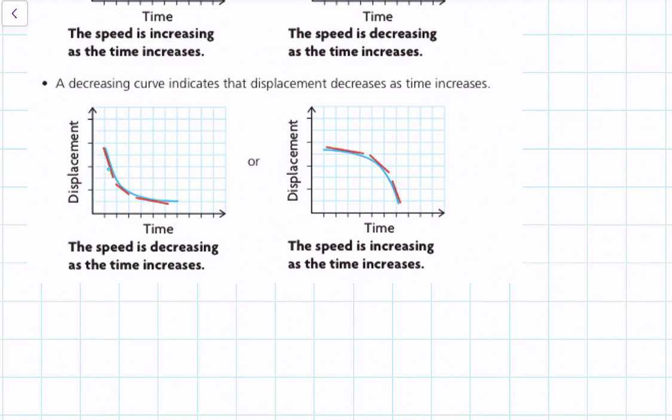Lastly, a decreasing curve indicates that displacement decreases as time increases. Basically, we're seeing here that as time is passing, our displacement is getting lower and lower and lower. But the rate at which this is occurring is different each time, and that's why we have 3 different slopes. And in theory, it can be broken down into many, many more small slopes, because we're looking at each little point in time. And the other thing that could happen is that the speed is increasing as time increases.